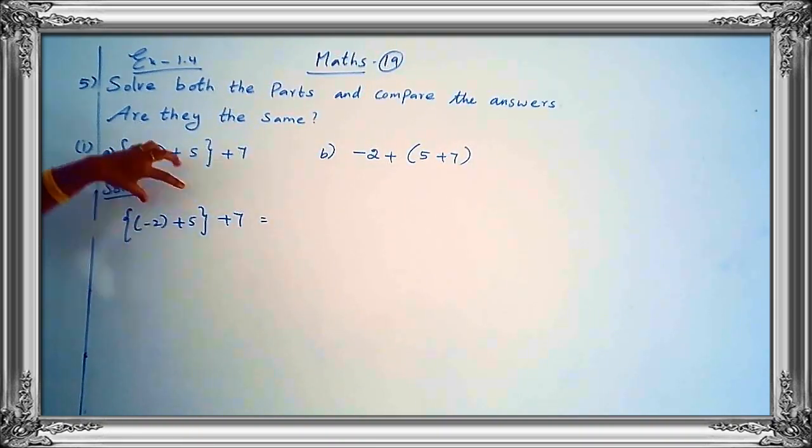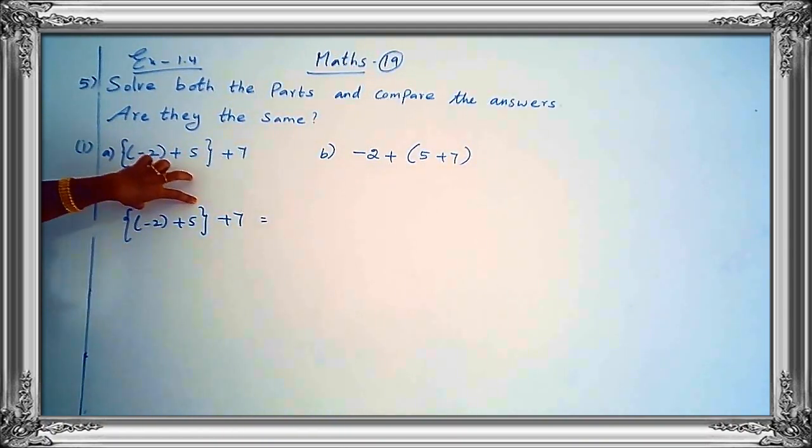Children, you see here one bracket is there, that is the curly bracket. So always first of all we have to find the value inside the bracket. That is the BODMAS rule in mathematics. If there is a bracket, what should we do? We should find what is inside the bracket first.